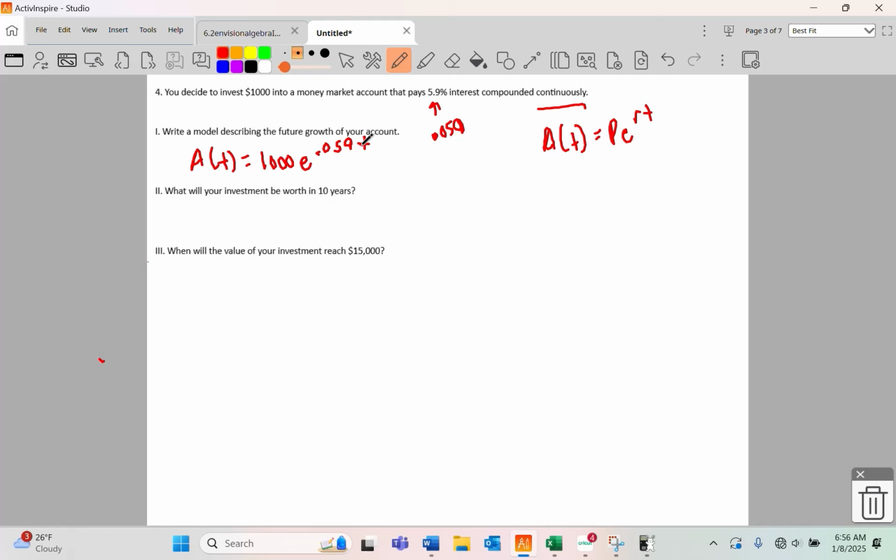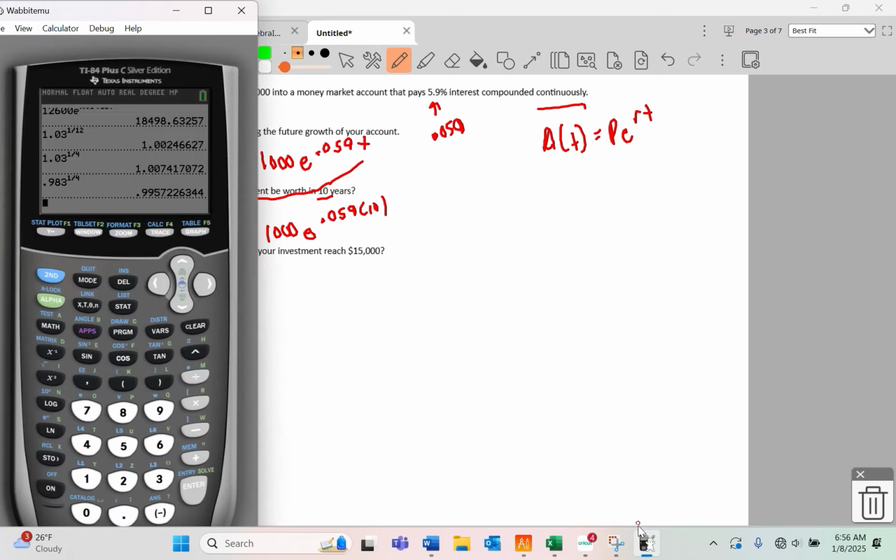Easy peasy lemon squeezy, kids. What would the amount of your investment be in 10 years? Well, everywhere we see a T, we're just going to put 10. So the amount in 10 years, that's how that's read. The amount in 10 years is 1,000 e to the 0.059 times 10. And then I just go to a calculator and I push some magical buttons.